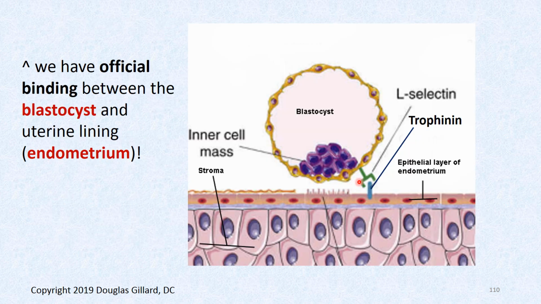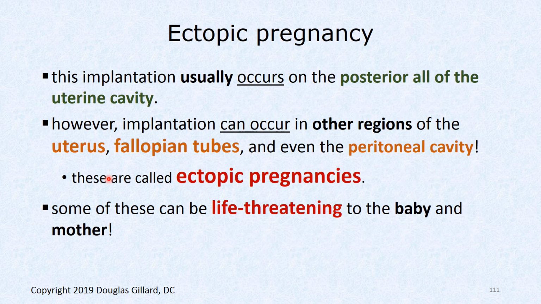Let's see a picture of that. So there's an L-selectin. Here's our blastocyst, and it's binding to a trophinin right here. And great. Now this thing is going to be sucked down inside the endometrium here in a second. That's the next job. It's got to get inside the endometrium. Okay, so official binding between the blastocyst and the uterine lining. Good. Let's take a sidebar here.